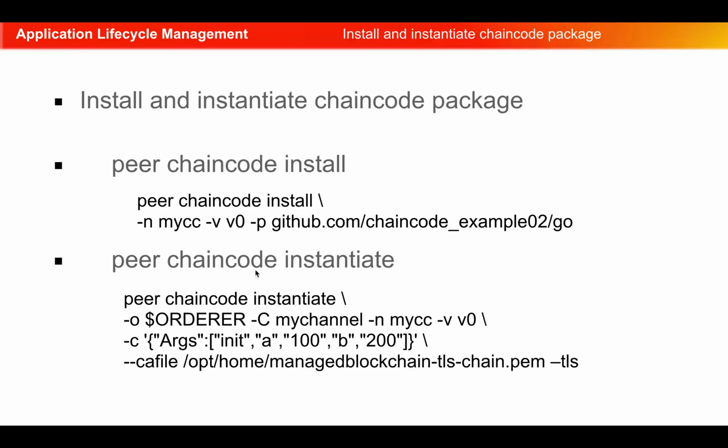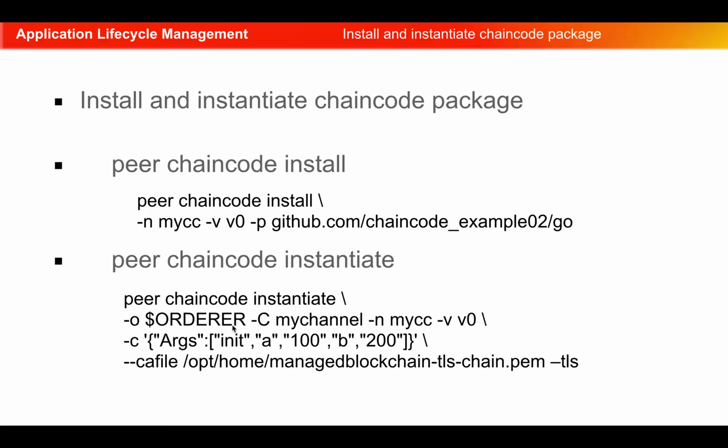Moving on to peer chaincode instantiate. So this is the command that is used to instantiate the chaincode on the network. Now let us understand the meaning of all these arguments that we are passing. Peer chaincode instantiate, then you have -o orderer.